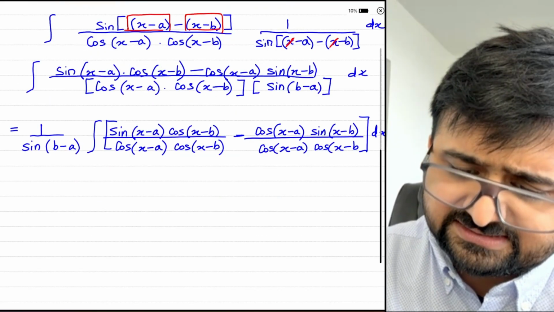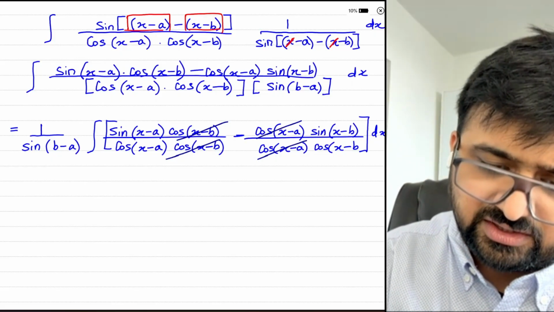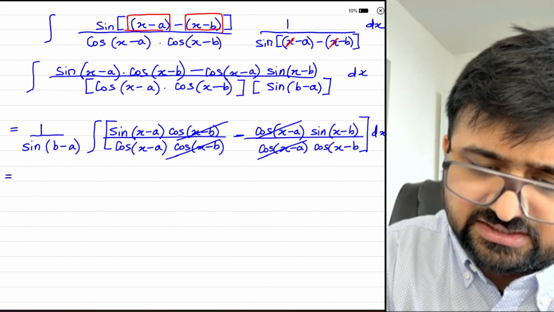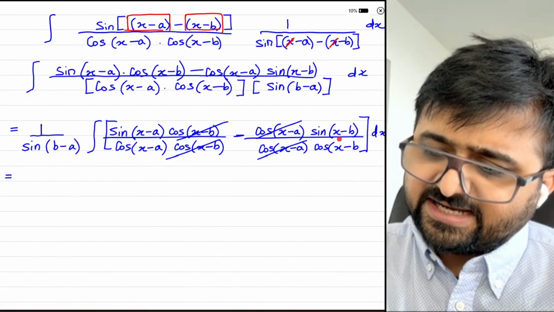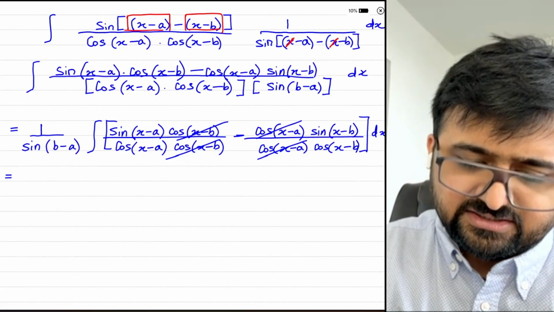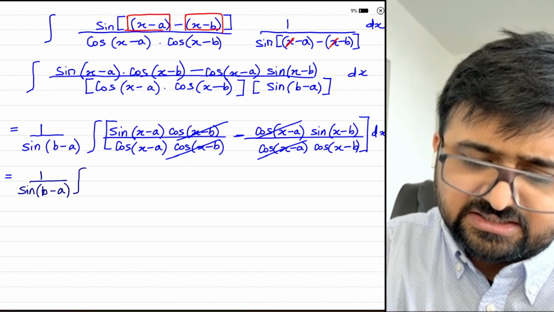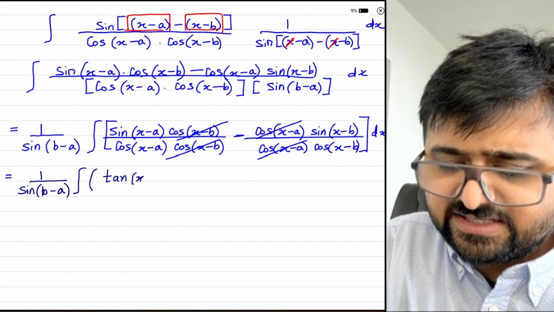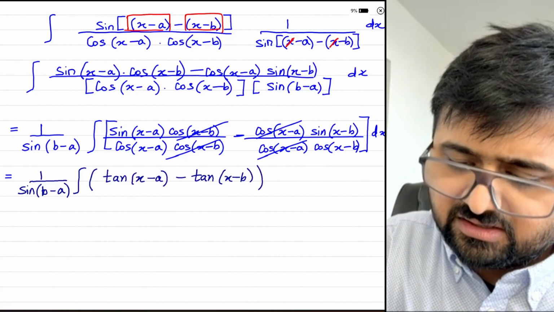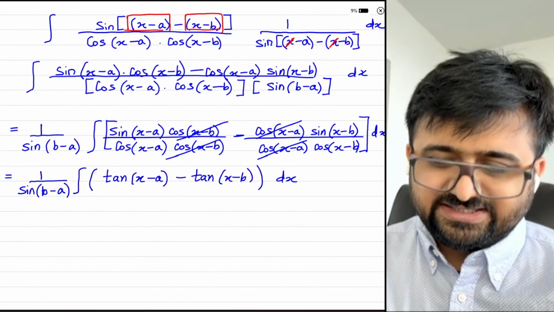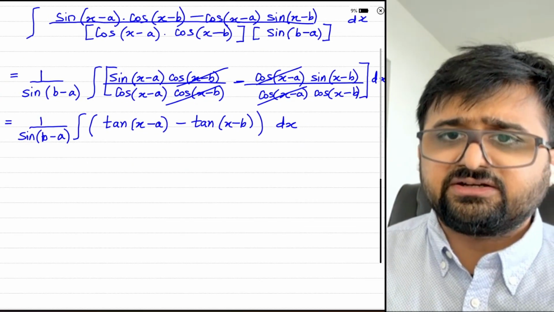Now, many things can get cancelled here. Cos(x minus b) will get cancelled, and cos(x minus a) will get cancelled over here. So basically what I have at this point is sine(x minus a) divided by cos(x minus a), which is tan(x minus a). And over here I have sine(x minus b) divided by cos(x minus b), which is tan(x minus b). So this will just become 1 over sine(b minus a), integral of tan(x minus a) minus tan(x minus b), with respect to x. Did you see how that complicated integral turned into such a simple, just two terms of tan, by doing the trick that we used?